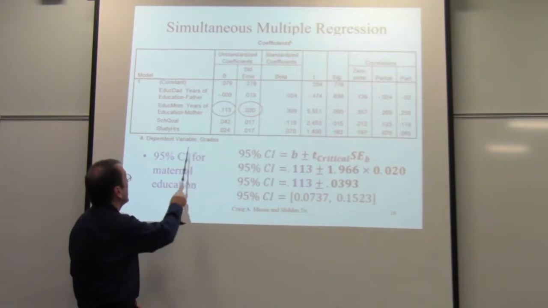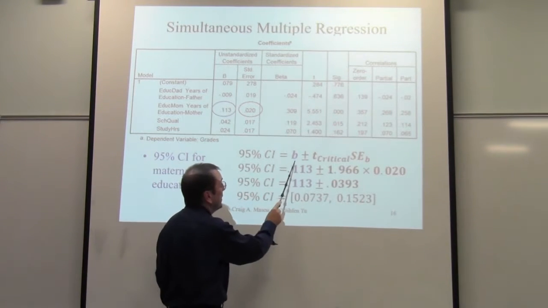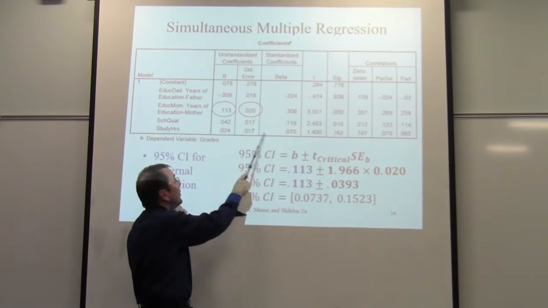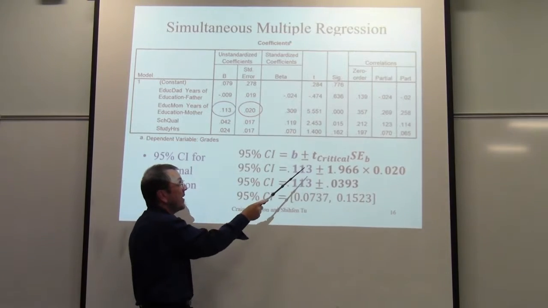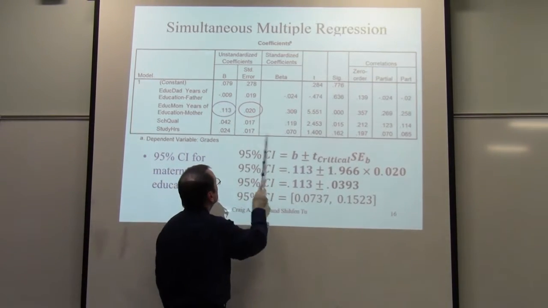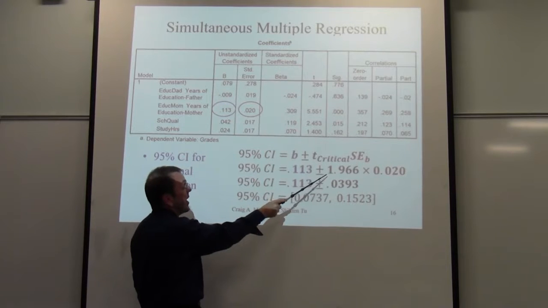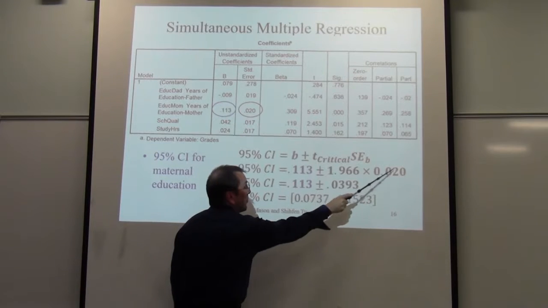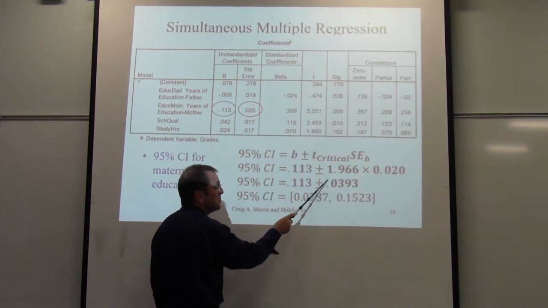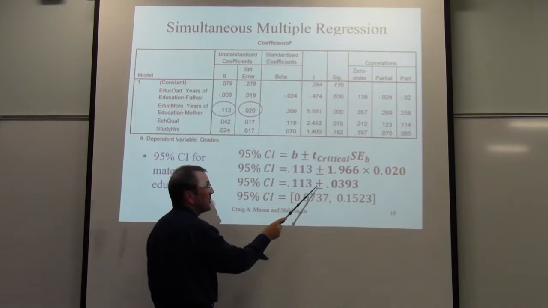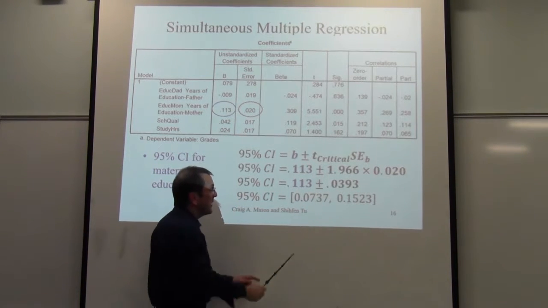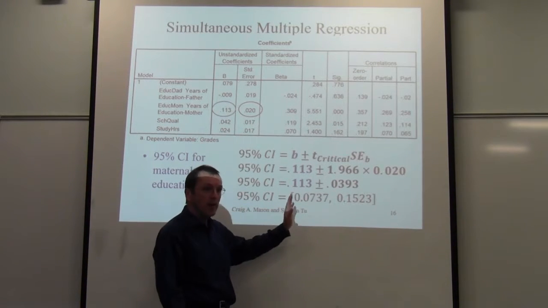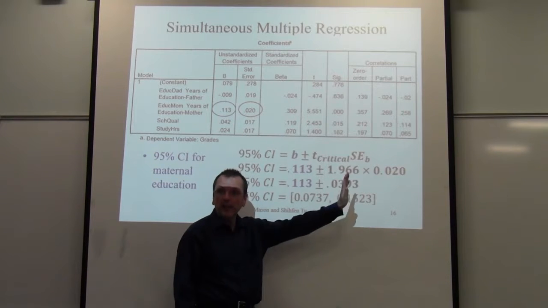To do that, we just follow the formula. The B in blue, I color-coded it, is 0.113, plus or minus the critical value times the standard error. So it's 0.113 plus or minus 1.966 times 0.020. 1.966 times 0.020 is 0.0393. 0.113 plus or minus 0.0393 gives us 0.0737 at the low end up to 0.1523 at the high end.